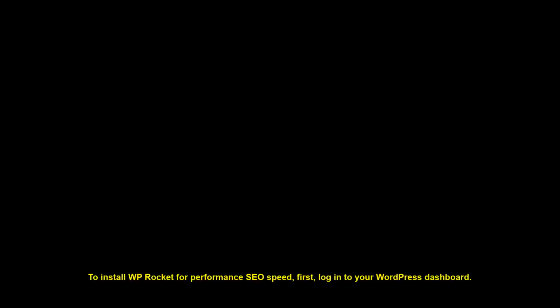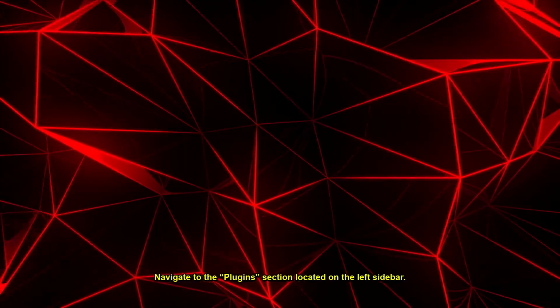To install WP Rocket for performance SEO speed, first, log into your WordPress dashboard. Navigate to the plugins section located on the left sidebar. Click on Add New to access the plugin repository. In the search bar, type WP Rocket.